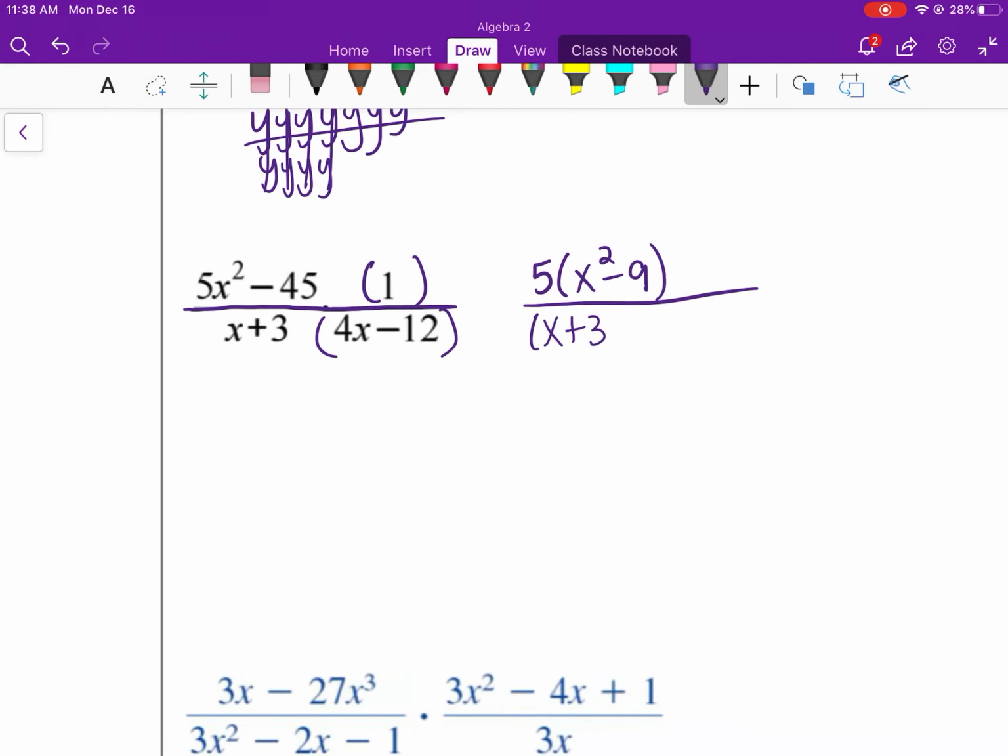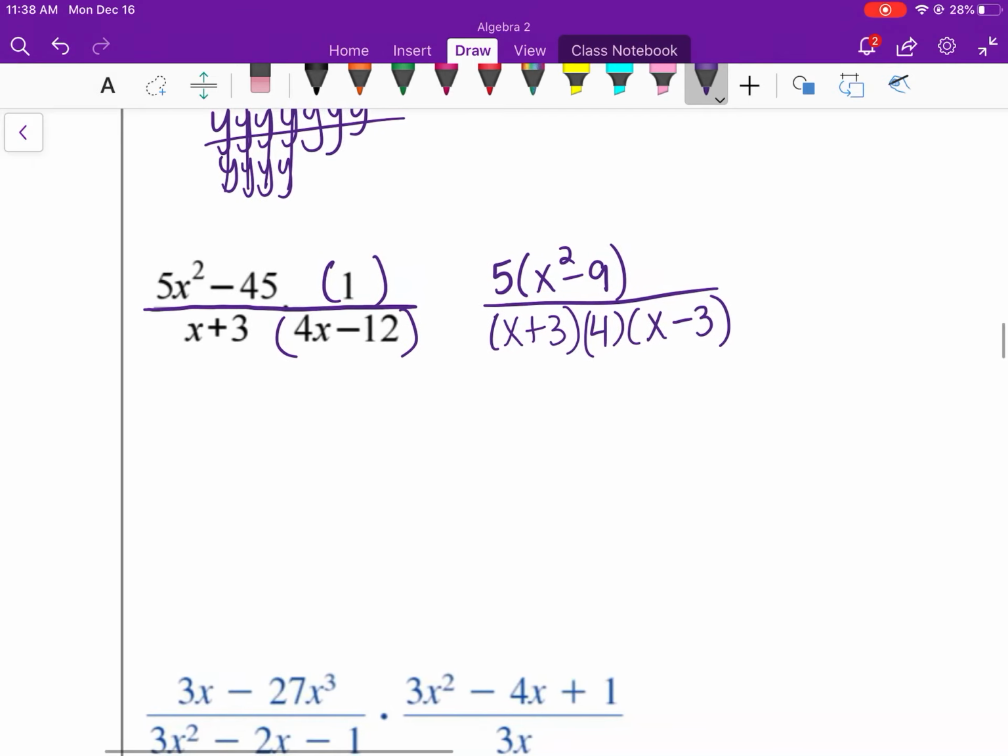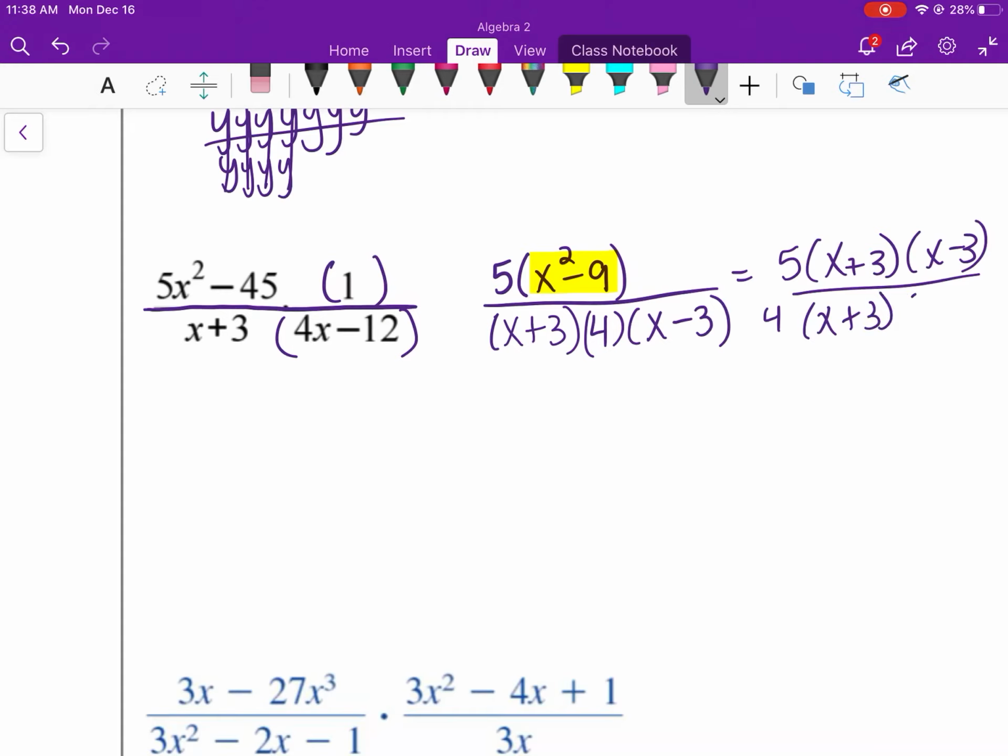Then I have x plus 3, and then 4x minus 12, I can take out a 4, and I'm going to be left with x minus 3. And then x squared minus 9, that's difference of perfect squares, so I can factor that more, x plus 3 and x minus 3. And then on the bottom, I'm going to bring that 4 out front, and then I have an x plus 3 and an x minus 3 as well. So x plus 3 divided by x plus 3 is 1, and x minus 3 divided by x minus 3 is 1. So final answer for this is 5/4.